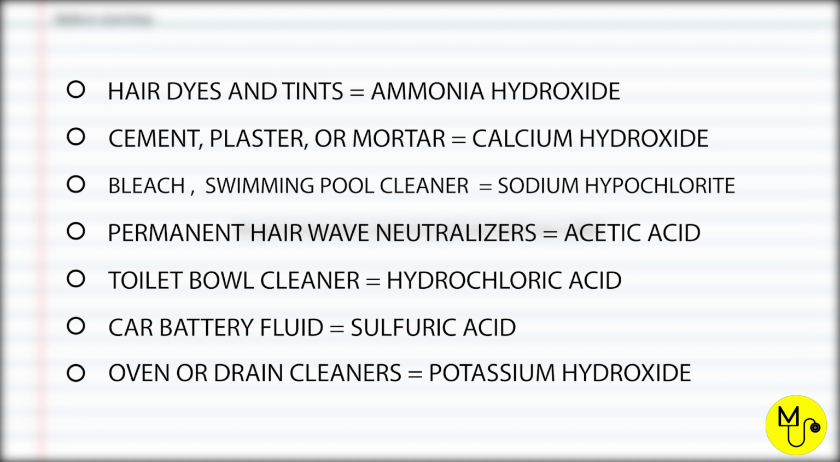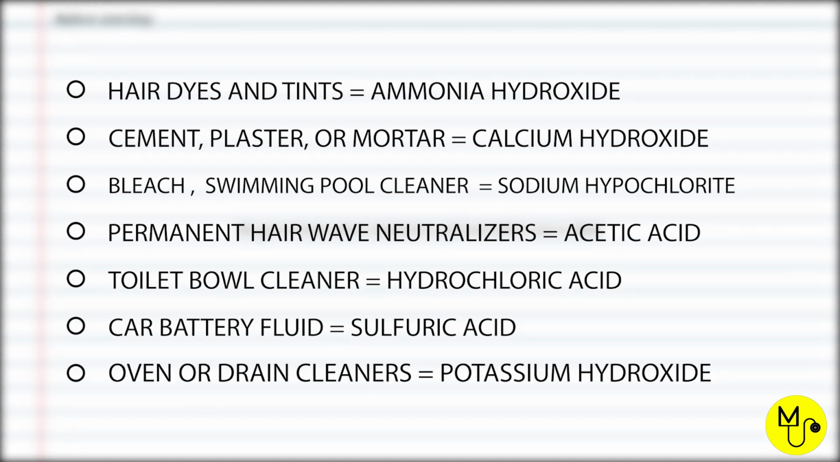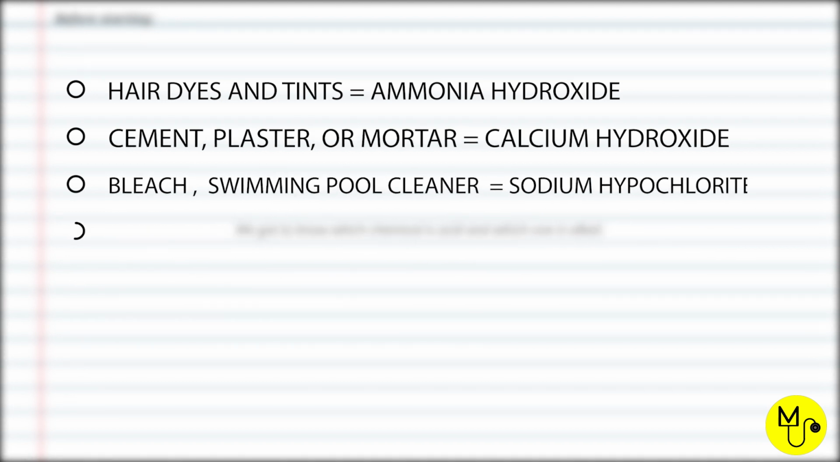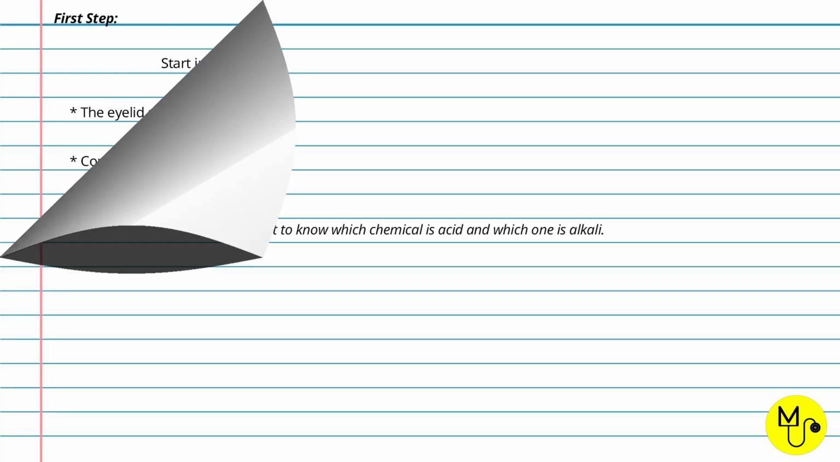Permanent hair wave neutralizers are acetic acid. Toilet bowl cleaner is hydrochloric acid. A car battery fluid is sulfuric acid. And oven or drain cleaners are potassium hydroxide. Moving on to the next page.